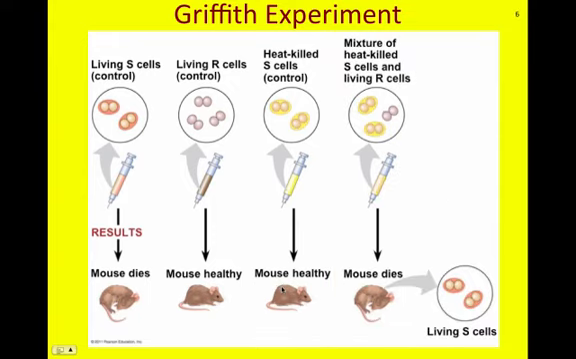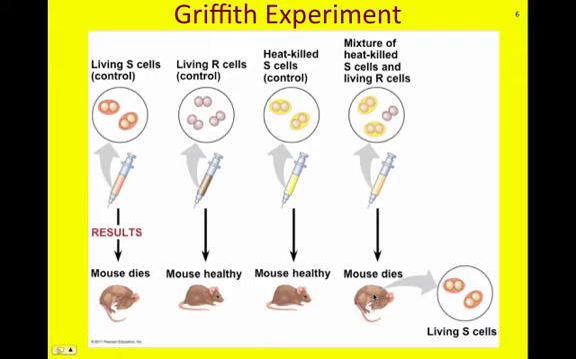Now here's the cool part. He mixed heat-killed S cells. These are the pathogenic ones. They're supposed to be killing the mice, but yet he killed them, so therefore these pathogenic bacteria are not alive. But he mixed them with living R cells, the non-pathogenic bacteria. What did he discover? He discovered that mice injected with this mixture, all of them died.